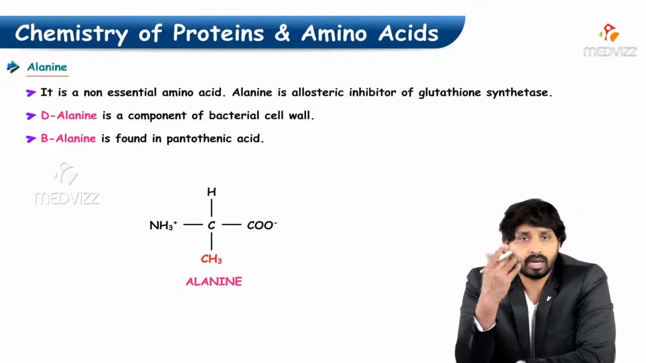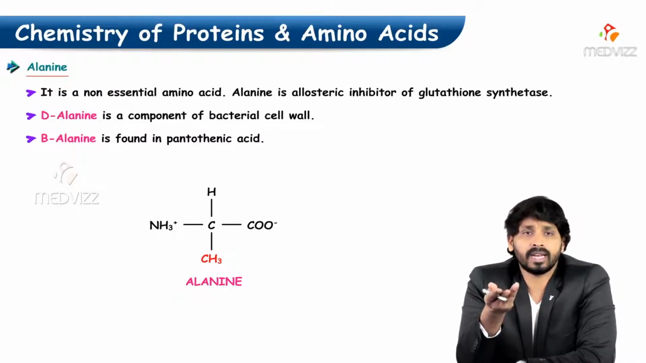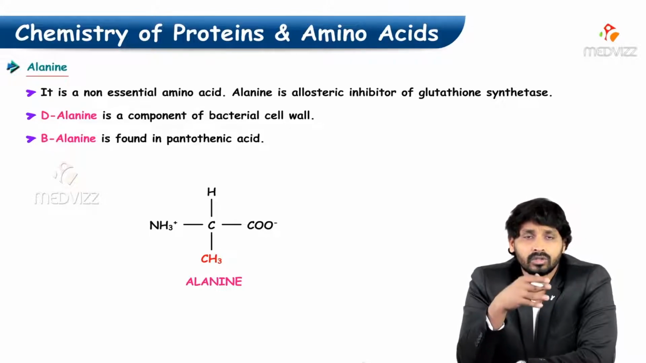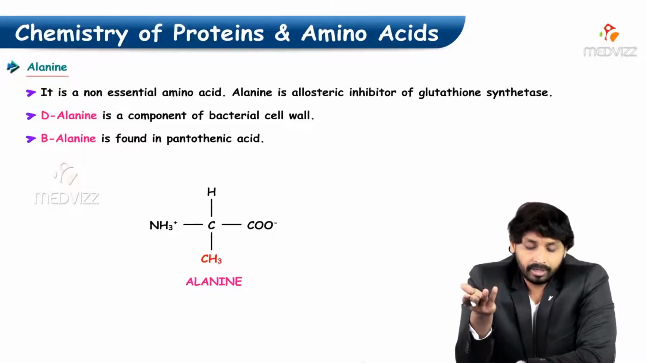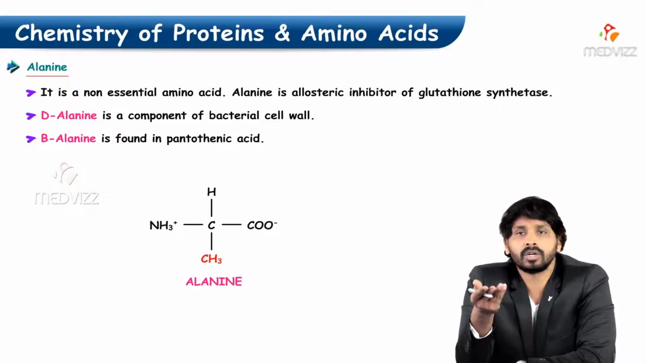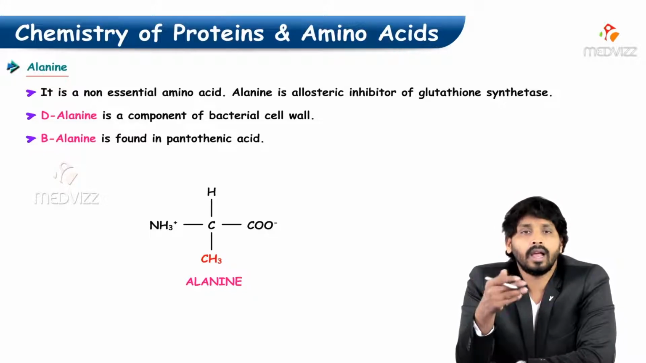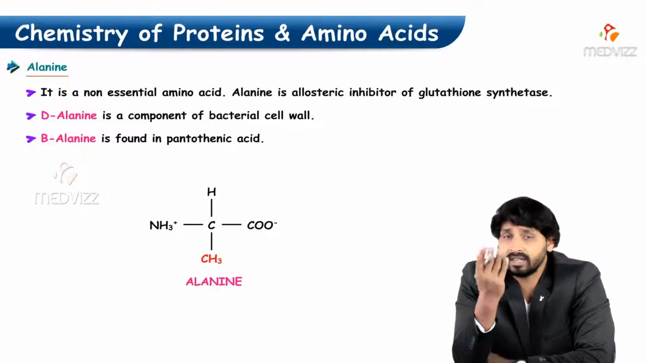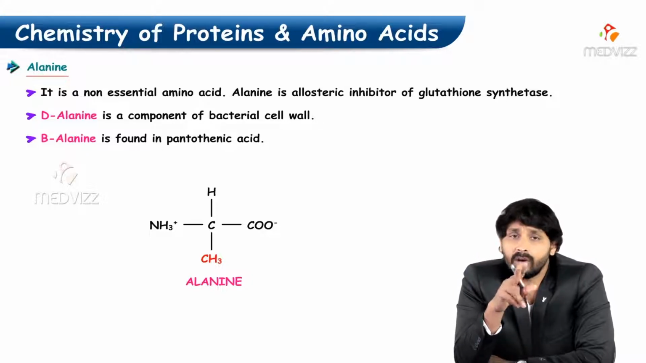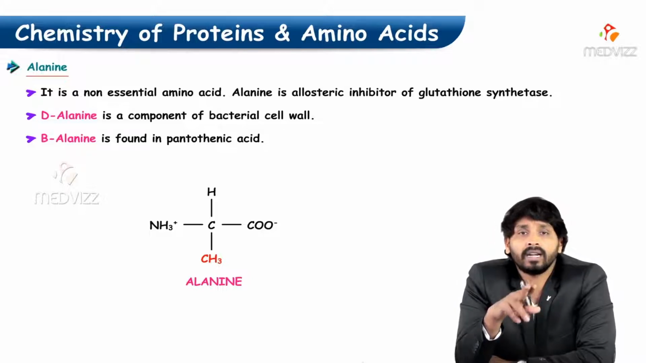Coming to the next one, alanine, it also comes under the category of non-essential amino acids. It is also an allosteric inhibitor of glutathione synthetase. And D-alanine and B-alanine, two types are there. D-alanine is a component of bacterial cell wall, because we require only L-alanine, not D-alanine. B-alanine is found in pantothenic acid.